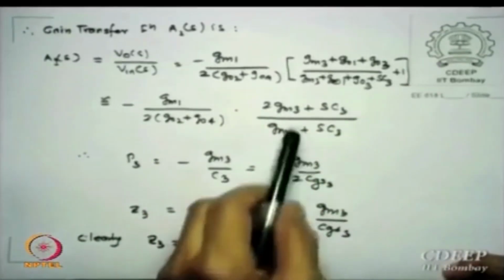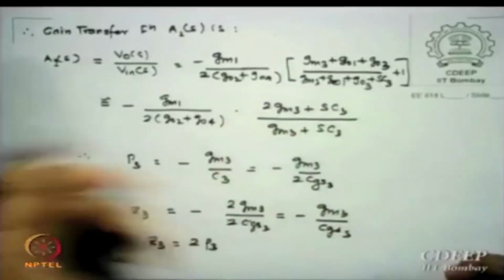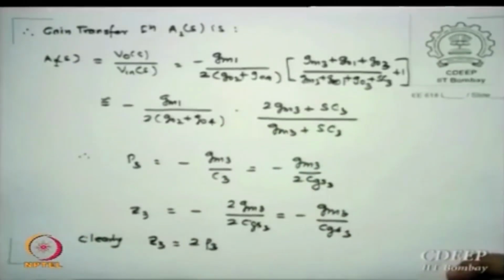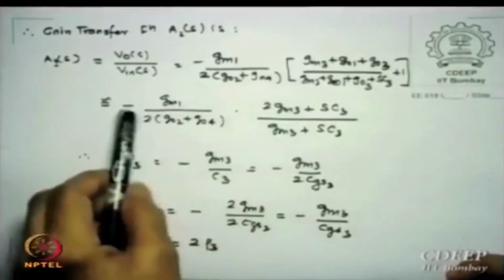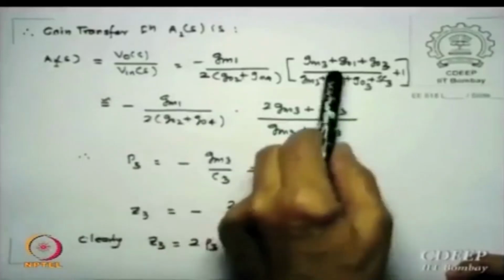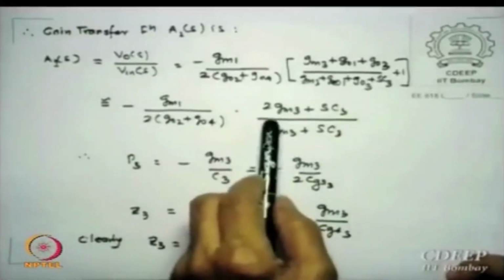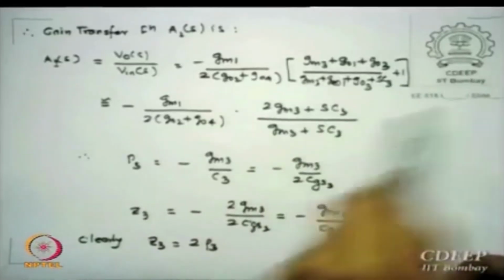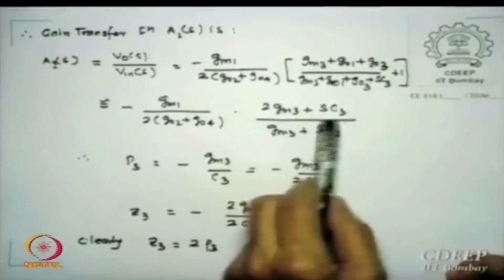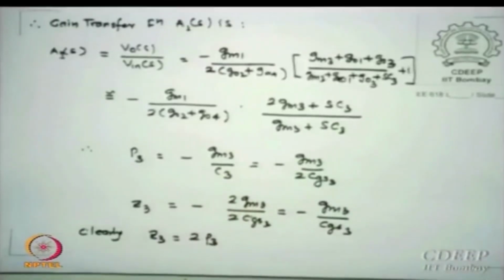So I got this big expression: GM1 upon 2 GO2 GO4, times GM3 plus GO1 plus GO3, upon GM3 GO1 GO3 plus SC3, that is the impedance due to this, plus 1. Solve Kirchhoff's law and get these expressions. Now I can say GM3 is much larger than GO1 and GO3, and then we start doing some interesting calculations. So I get minus GM1 upon this, which can be expressed as 2 GM3 plus SC3 upon GM3 plus SC3, when we say GMs are larger than GOs.